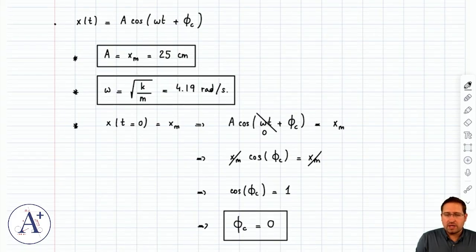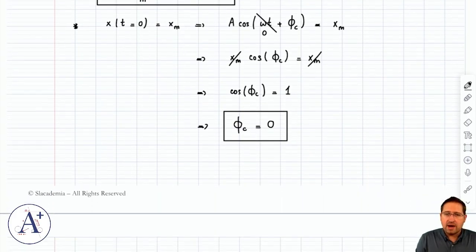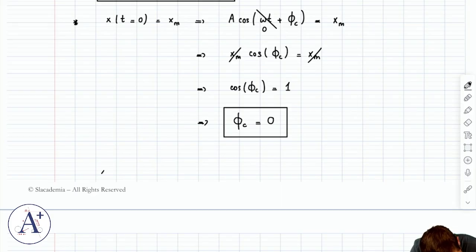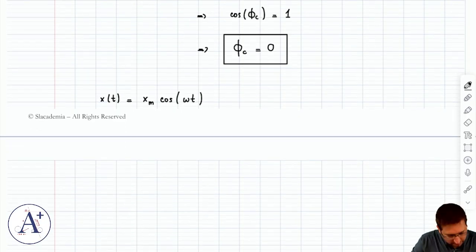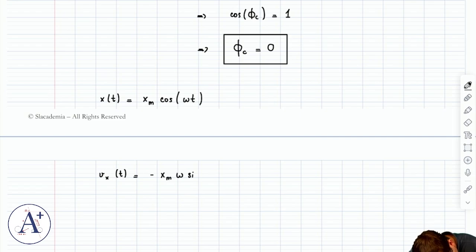Why did I want to know x? Well, not because I really care about x, but because I need x of t. In other words, I need to know that x of t is equal to xm cosine of omega t plus 0, so just cosine of omega t, so that I can then say that v sub x of t is equal to the derivative, which is going to be minus xm omega sine of omega t. And the reason I want velocity is that I want to plug in t equals 2. If it comes out negative, we're moving to the left. If it comes out positive, we're moving to the right.